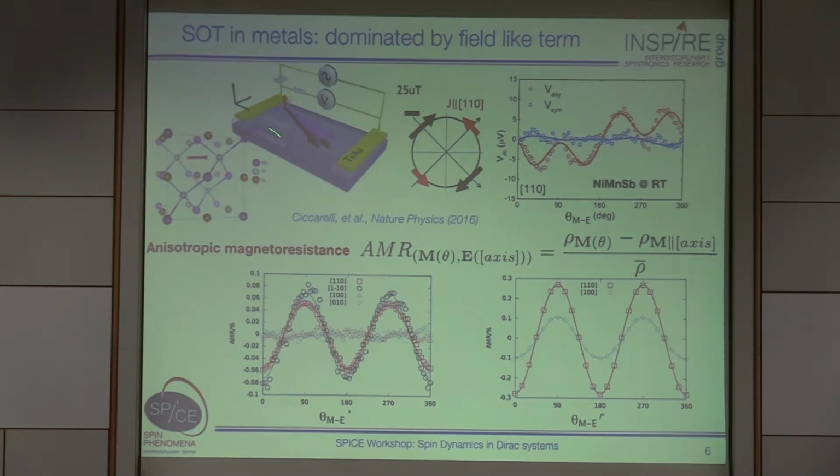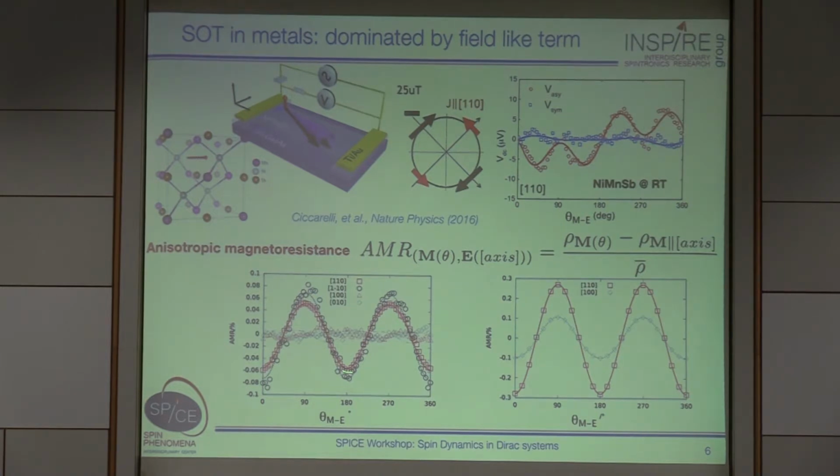So in half-Heusler nickel manganese antimony, we have shown that you can basically do the same experiment, and what you get is a signal which signals that you actually have the field-like type of torque dominating. And how do we get these signals? We get them via anisotropic magnetoresistance, which is defined as the difference between the resistivity corresponding to the state where you rotate your magnetization perpendicular with respect to the electric current, minus the magnetization parallel with respect to the electric current.